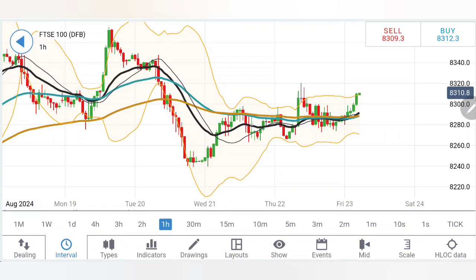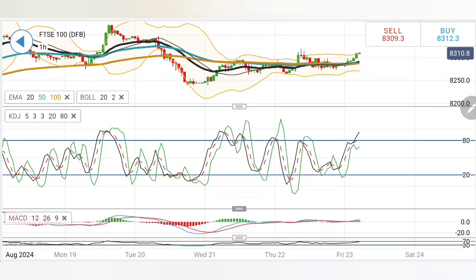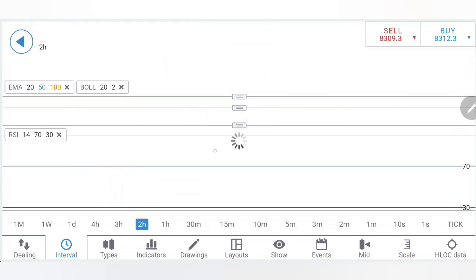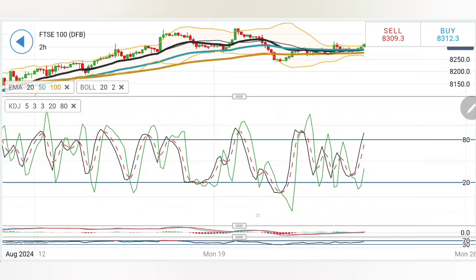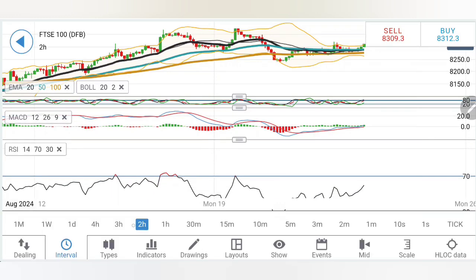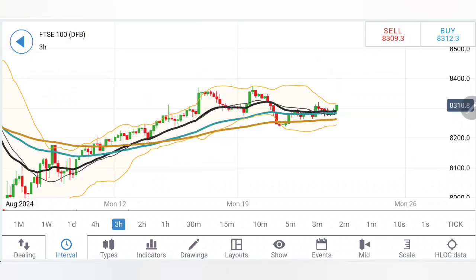Moving averages have crossed over, trying to stay bullish. Stochastic rising, MACD rising, RSI rising. Signs are bullish here. On the 2-hour chart, similar observation here. Yes, forming the support. It is trying to bounce, trying to rise. Possibility exists that we may see higher highs. Stochastic rising, MACD rising, RSI rising. Signs are bullish here on the 2-hour charts as well.